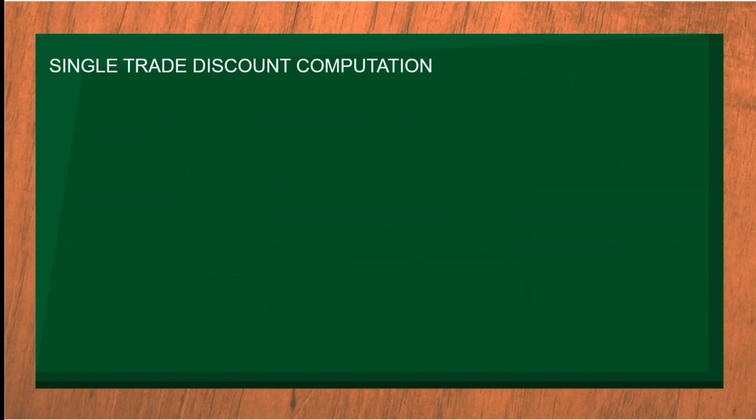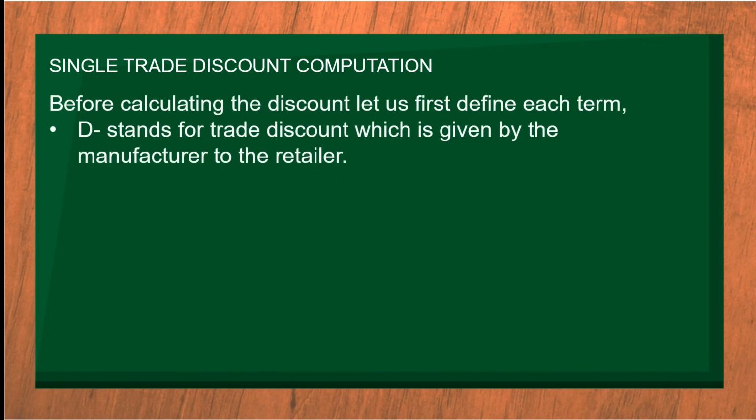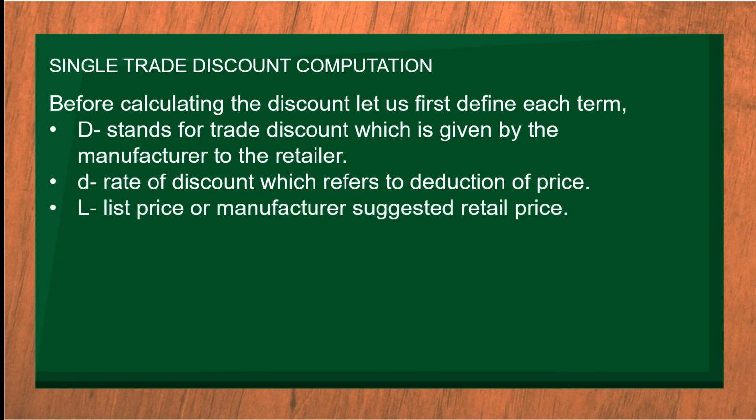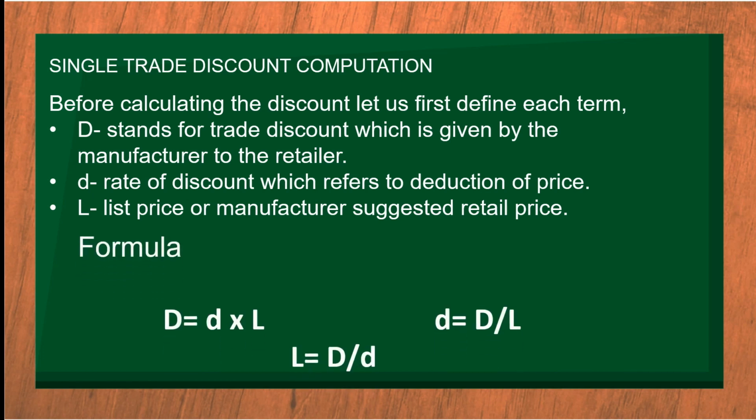Single trade discount computation. Before calculating the discount, let us first define each term. Capital D stands for trade discount, which is given by the manufacturer to the retailer. Small d, rate of discount, which refers to deduction of price. Capital L, list price or manufacturer suggested retail price. The formula for single trade discount computation is the following.